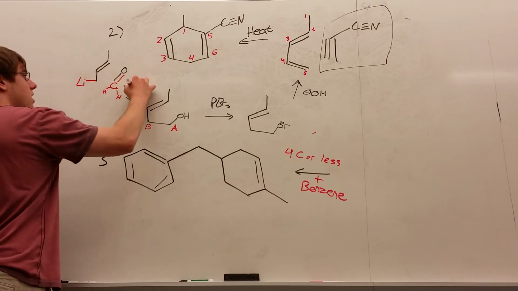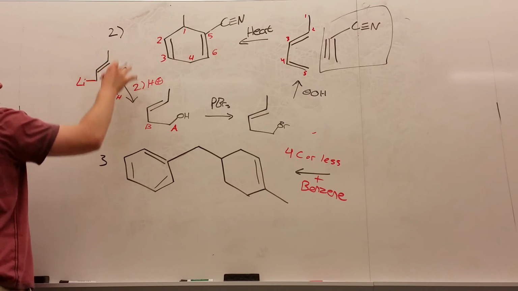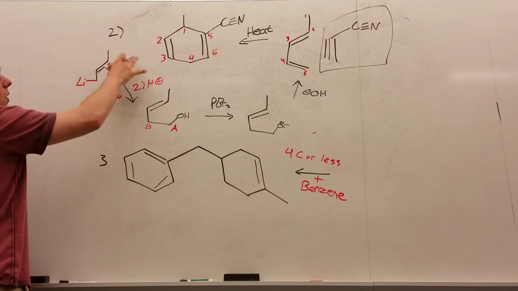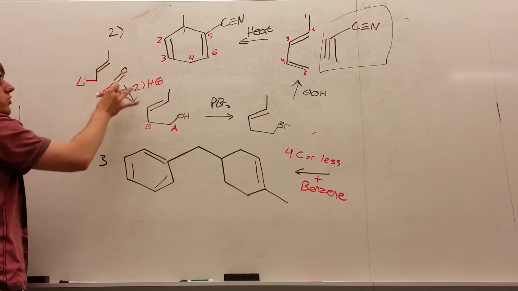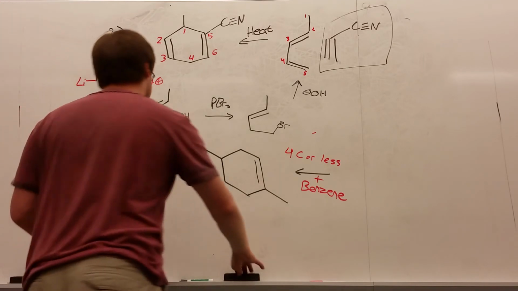Just don't forget to write over the arrow, step 2, H plus. It's okay if these two are on the left side or on the reactant side of the arrow together. Or you could write step 1 with one of these individual pieces over the arrow, either is acceptable. But that's how you go about doing number 2 synthesis.